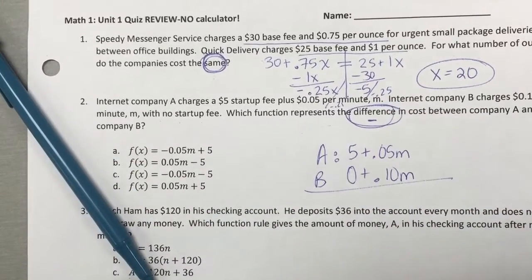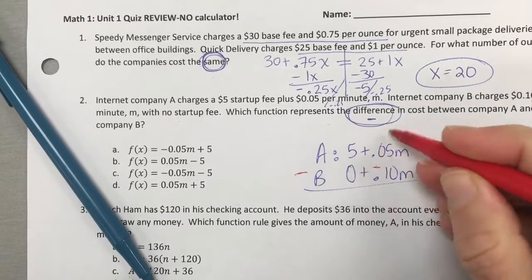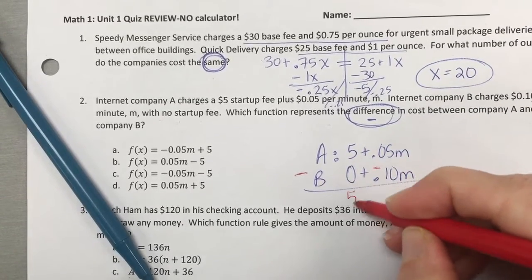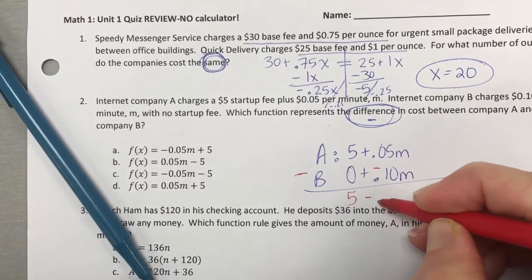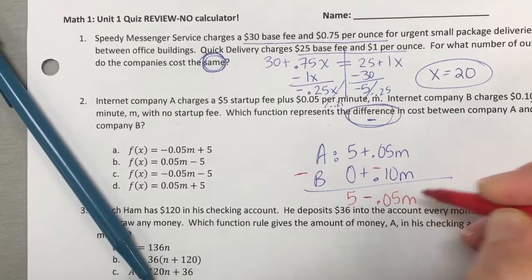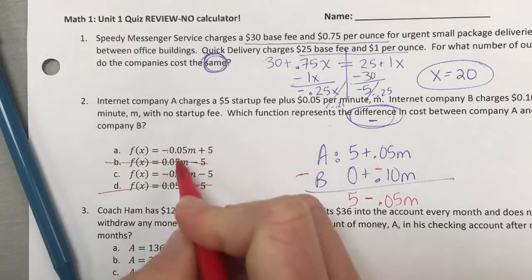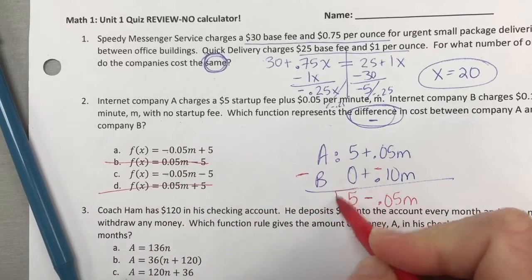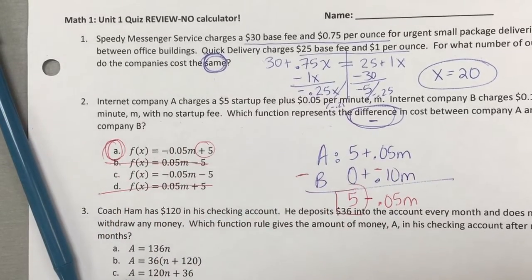And I am subtracting these, but you have to remember that you're subtracting both things. So 5 minus 0 is 5. 5 cents take away 10 cents is negative 5 cents. So I need to have a negative with the 0.05M, and I need this 5 to be positive, which leaves me answer A.